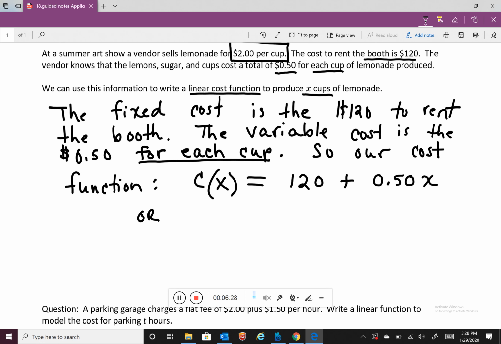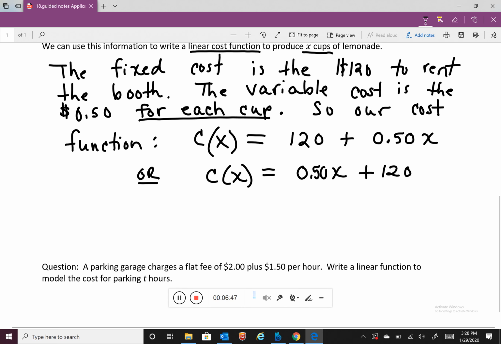Now another way we could write this, it does not matter, is C of X is equal to 0.50 times X plus 120, because addition is commutative. We can write it either way.